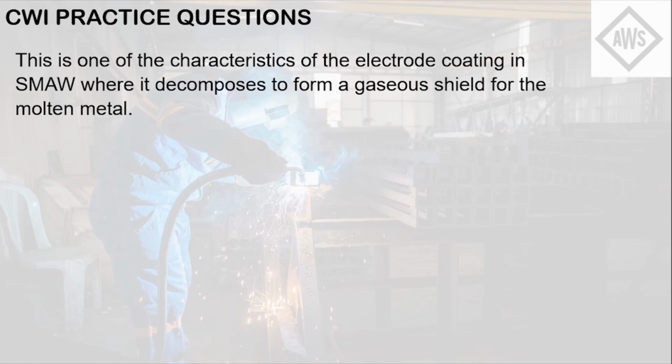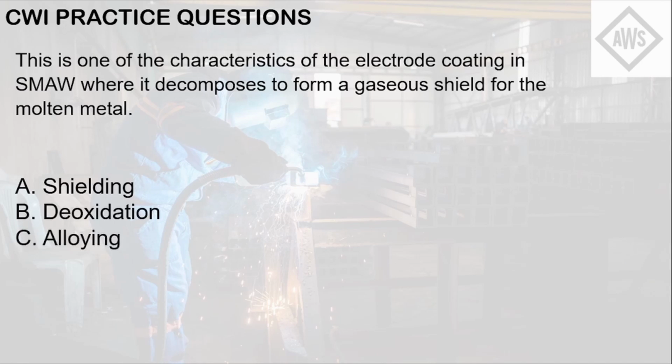Next question. This is one of the characteristics of the electrode coating in SMAW, where it decomposes to form a gaseous shield for the molten metal. Letter A, shielding. Letter B, deoxidation. Letter C, alloying. Letter D, insulating.